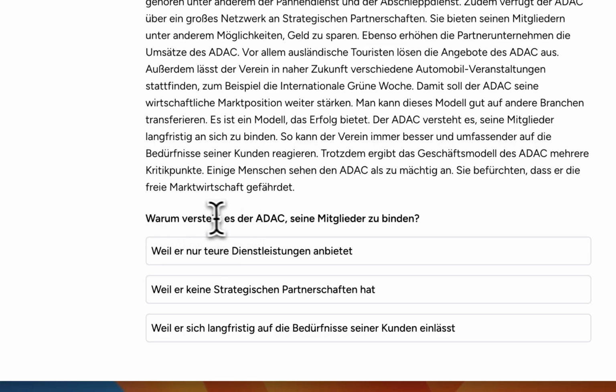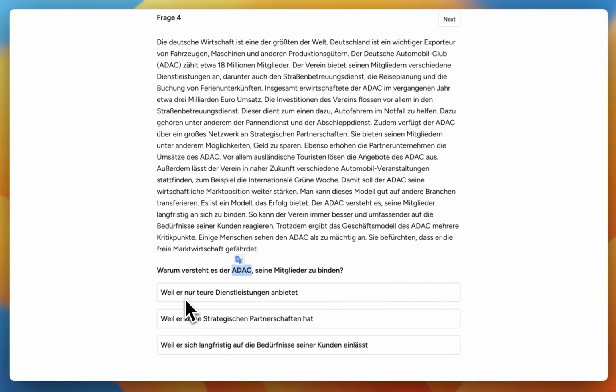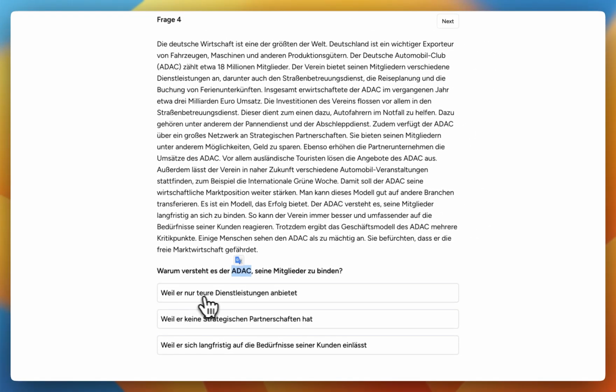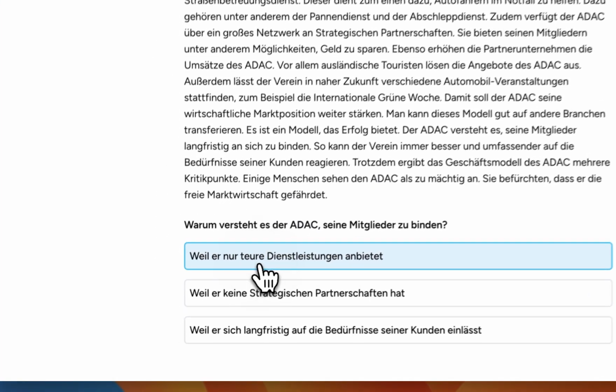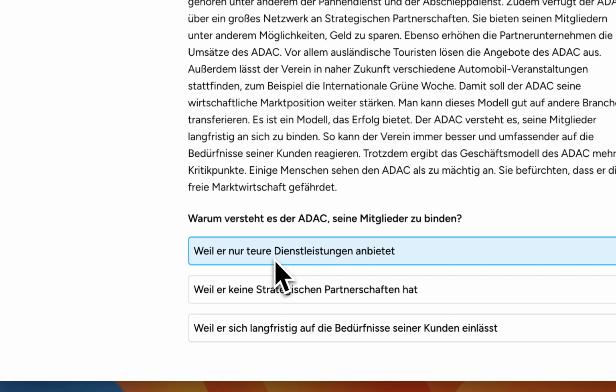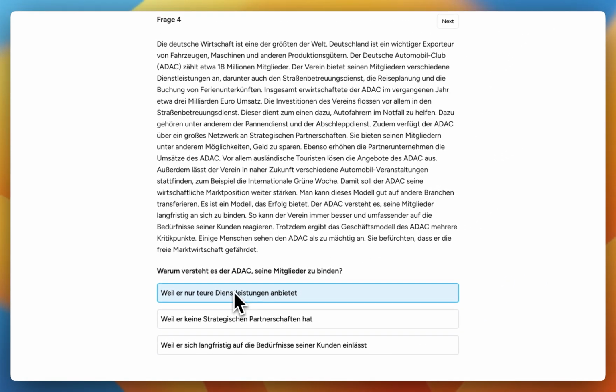What is understood by ADAC with regards to Mitglied? Okay. So we are looking for the keywords again, Mitglieder, binden, and ADAC. And then we have three options. Weil nur teuer Dienstleistung anbietet. Teuer means expensive, which doesn't sound good or doesn't sound like a benefit. So probably that's not the thing.